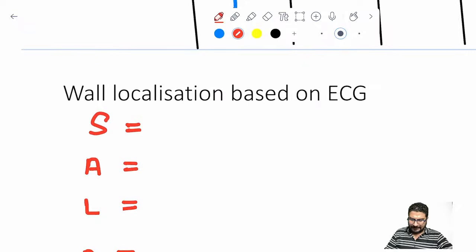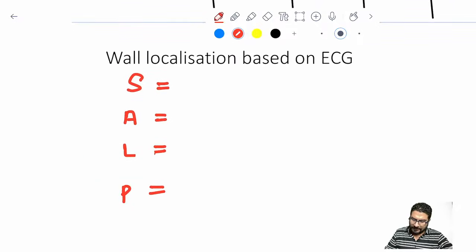So understand this. What is SALP? SALP means you have to see the ECG lead. आपको ECG की lead देखनी है. And from this lead you need to see ST segment changes, ST elevation or ST segment T wave changes you are seeing in lead V1, V2. Then it is septal MI.